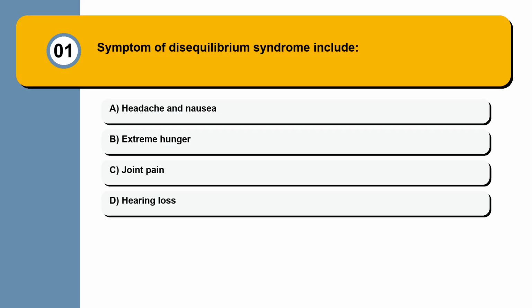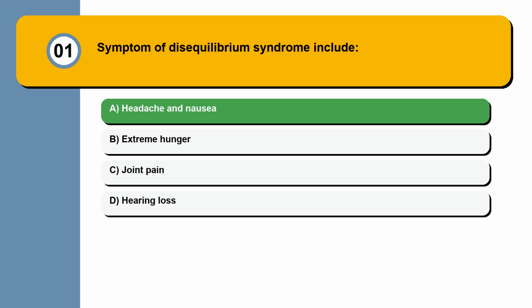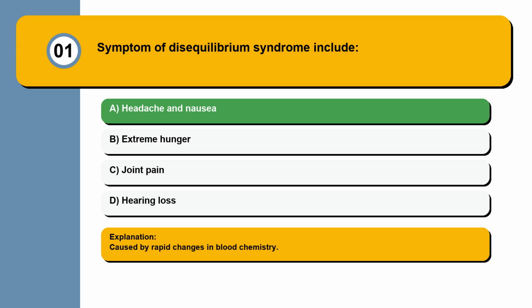Question 1. Symptoms of disequilibrium syndrome include: headache and nausea, extreme hunger, joint pain, hearing loss. Caused by rapid changes in blood chemistry.